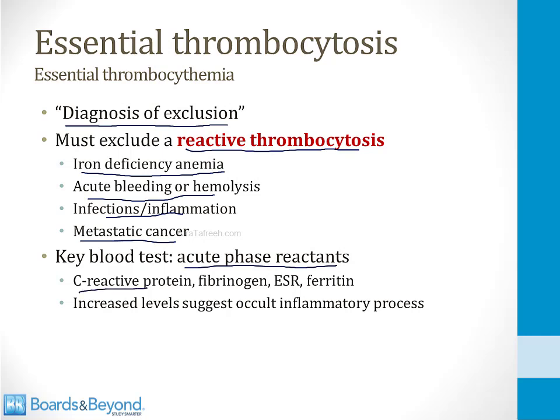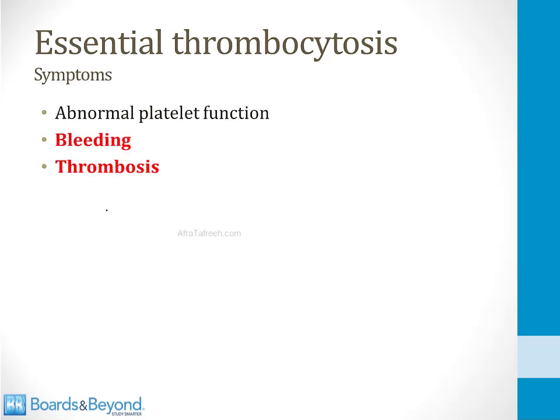So if the C-reactive protein level or the fibrinogen level or the SED rate or the ferritin level are increased, this suggests some occult inflammatory process driving the rise in the platelet count. The symptoms of this disorder are very straightforward. Basically, although there is an increase in platelet count, they don't function normally, so you can have bleeding from poor platelet function, and you can also have thrombosis from overactivity of platelets.